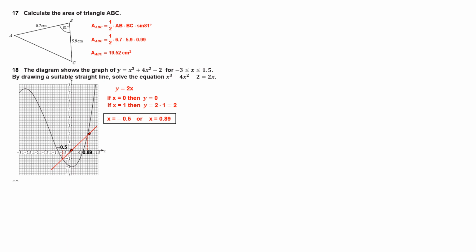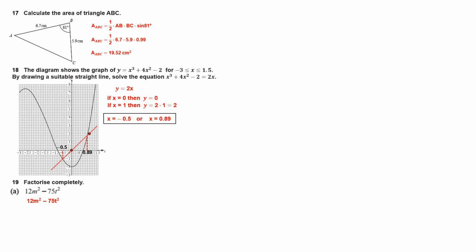Question 19. Factorize completely. Item A. To factor an expression, find the highest common factor of all the terms and write it outside a set of parentheses. The missing terms in the parentheses are obtained by dividing each term by the highest common factor.